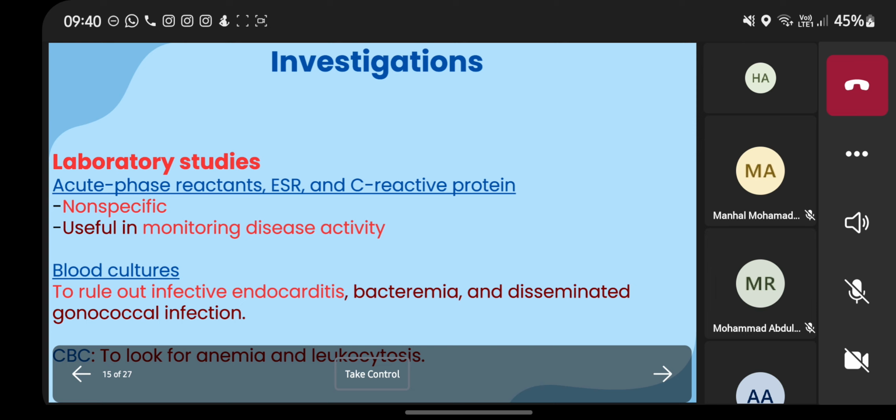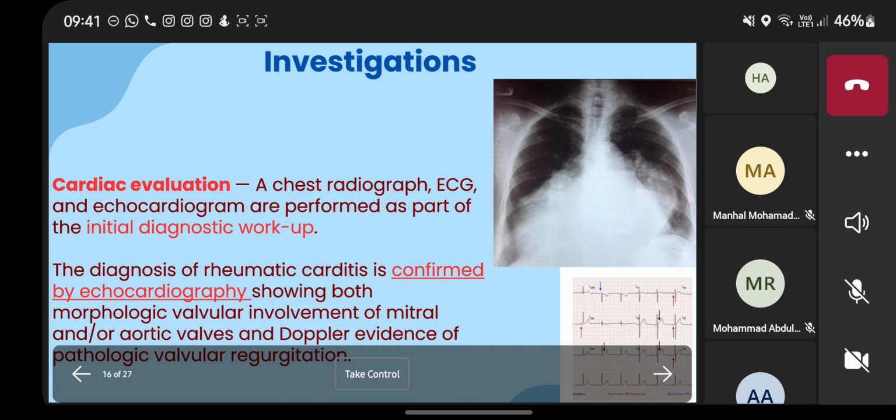Blood culture is to rule out infective endocarditis and bacteremia in case of severe manifestation or if the bacteria move to the bloodstream. CBC is to identify if the patient is anemic or has leukocytosis. We can also use the ECG, as we said earlier on, to see if there is any T-wave elevation or to differentiate between this disease and myocardial infarction, for example.